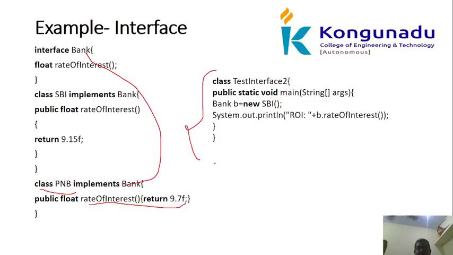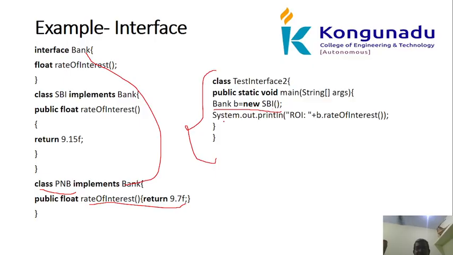Now coming to the main function, the class name is TestInterface2. We have the main function with string arguments. Here I'm going to create one object, Bank b. Keep in mind, Bank is the interface name, and then new SBI. We cannot create an object directly from an interface, it's slightly different. So the object b should be new SBI.